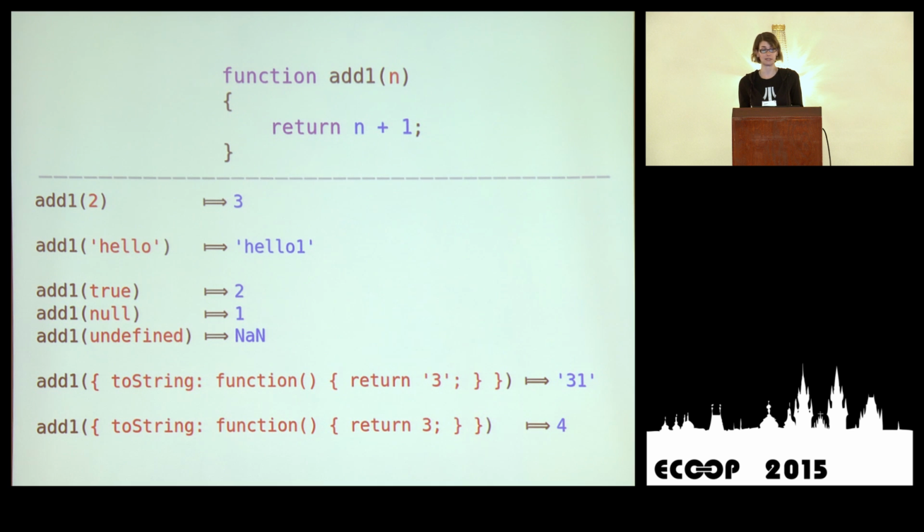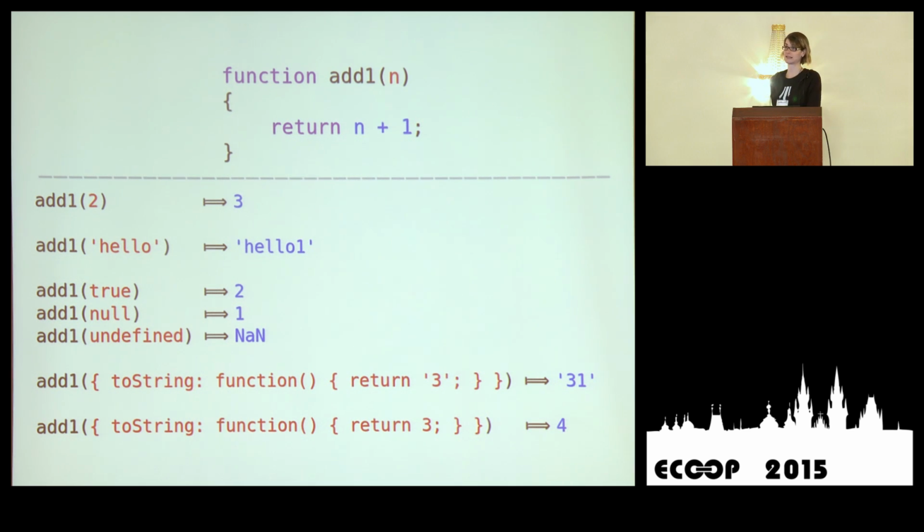So if you do add1 of the integer 2, you get back the integer 3. If you do add1 of the string hello, you get back the string hello1. Add1 of true produces the integer 2. Add1 of null produces 1. Add1 of undefined produces not a number. Add1 of an object whose toString method returns the string 3 produces the string 31. Add1 of an object whose toString function returns the integer 3, because toString doesn't actually have to return a string, produces the integer 4, and so on and so on.